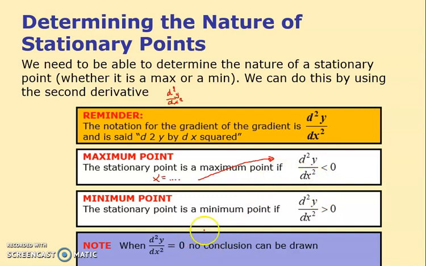So if you ever do get d2y by dx squared equal to 0, we'll talk about what that tells us a bit later. It certainly isn't a maximum, it certainly isn't a minimum, straight off. It could be a minimum. I could think of one, for instance, that is a minimum point. But there are also these things called points of inflection, and we'll look at those later.